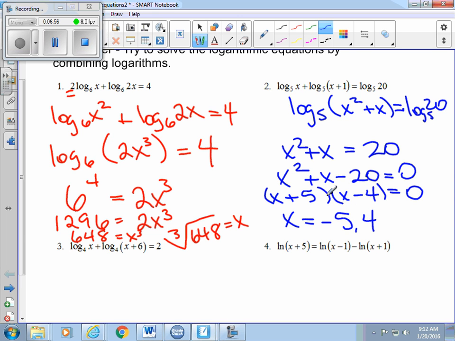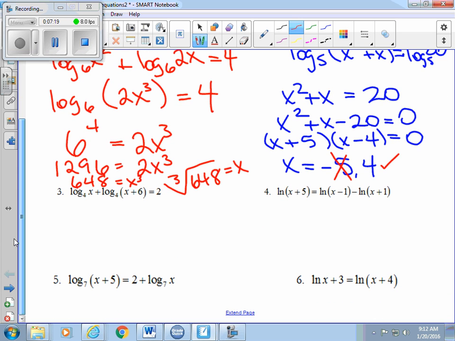What do you know about logarithms? You can't put a negative in a logarithm. So check. Does negative 5 make either one of those logarithms negative? Yes. So not negative 5. Does 4 make either one of the logarithms negative? No, so it's good. Any questions about that one?